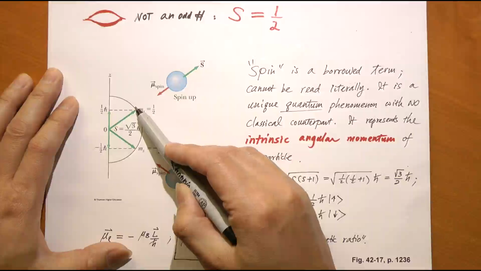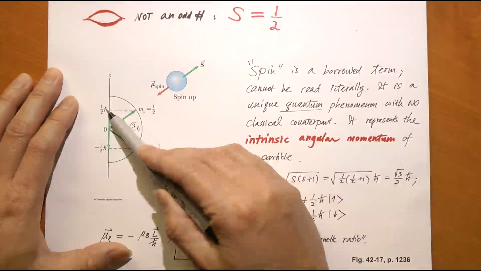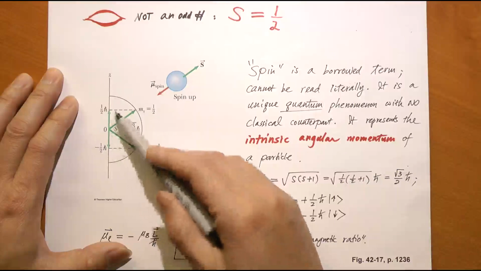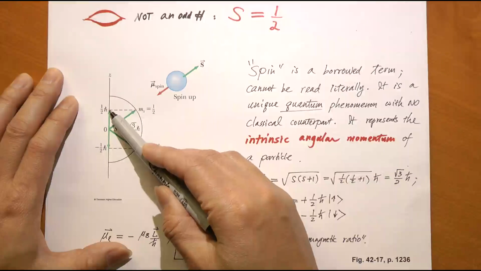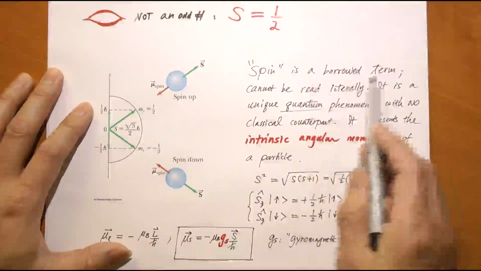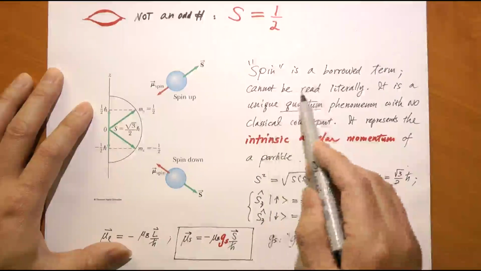So here is an illustration of the spin angular momentum. There are two possible ways for the spin angular momentum to project on any z-axis, because 2s plus 1 equals 2. So we have two possible ways: a positive half of h bar, negative half of h bar. Okay, again, spin is a borrowed term from classical physics. It cannot be taken literally.